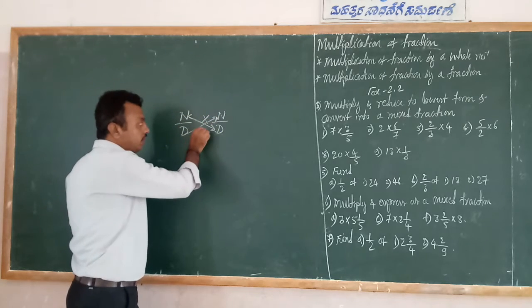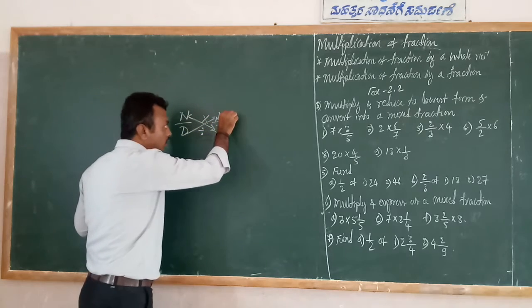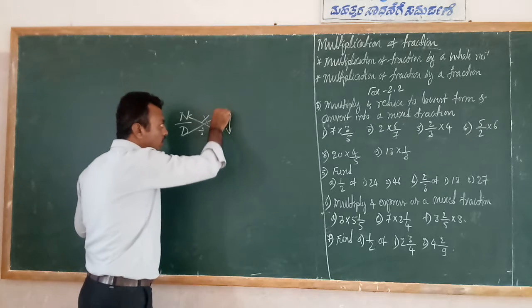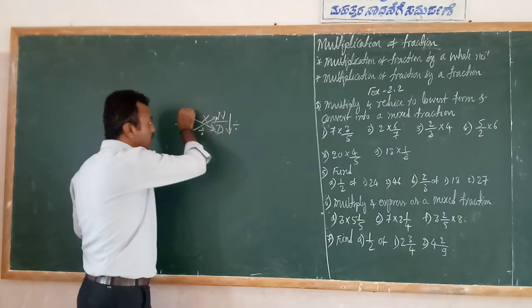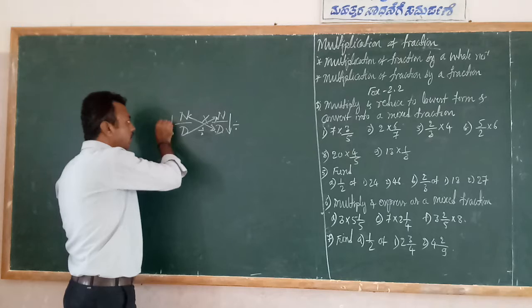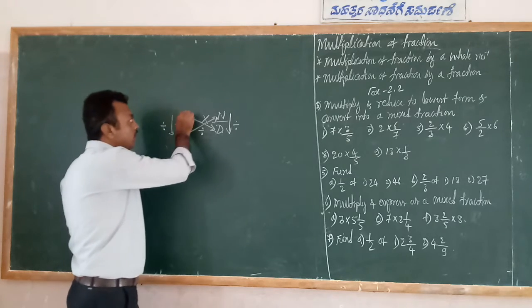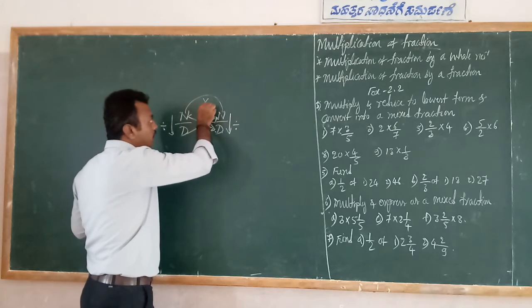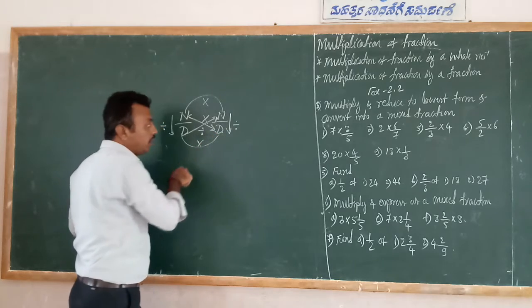Anyone, this is division, correct. And this is also division. Like this also division. Numerator by denominator is division. This numerator and this denominator also become a division. But numerators we have to multiply, and denominators we have to multiply.